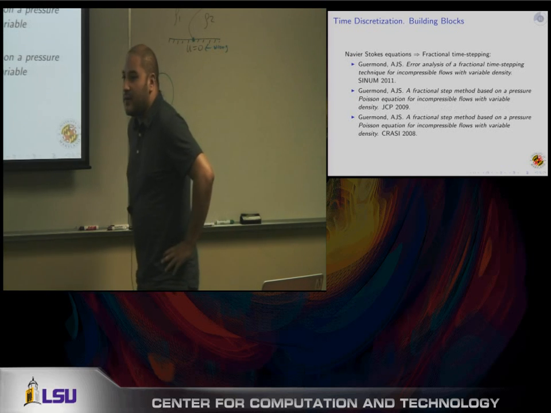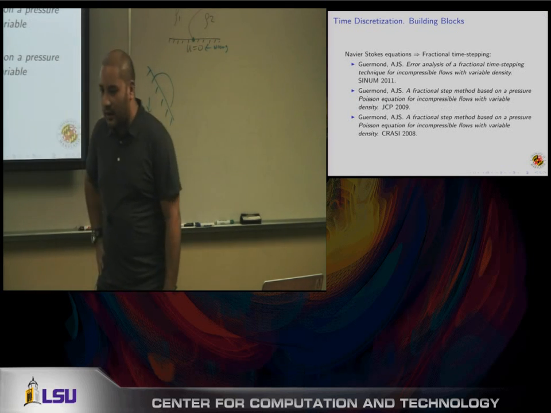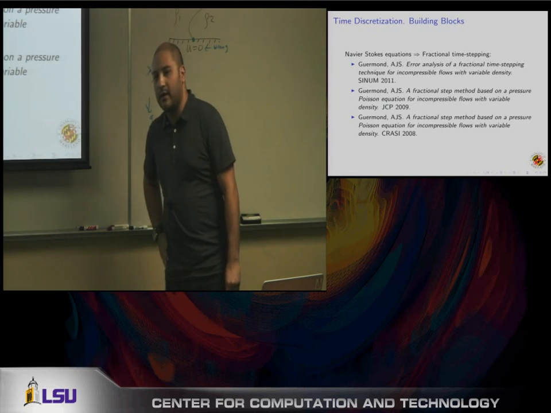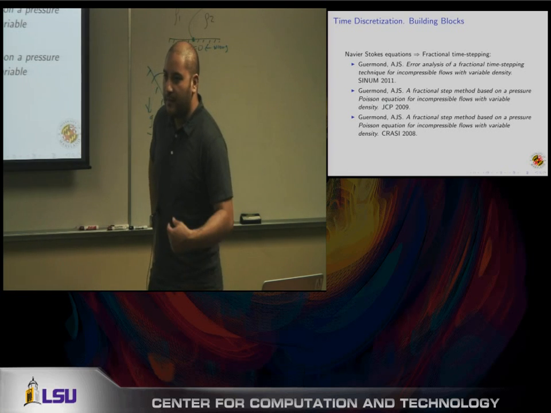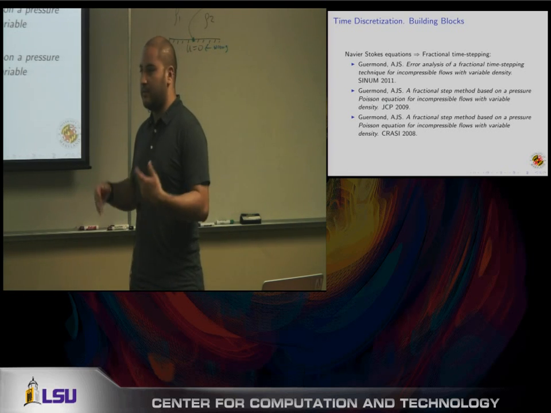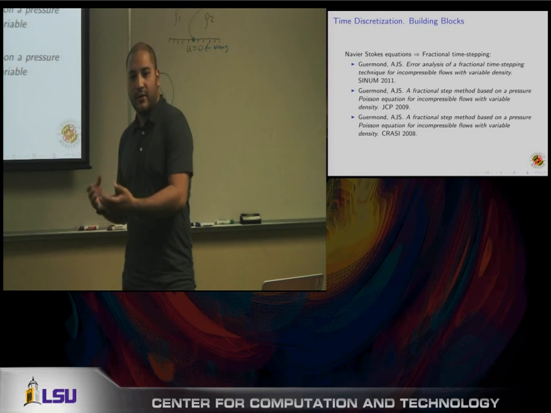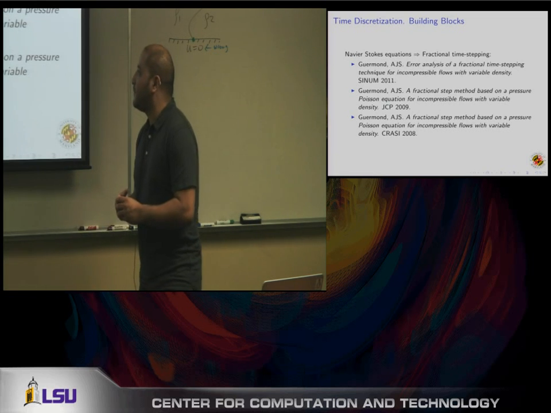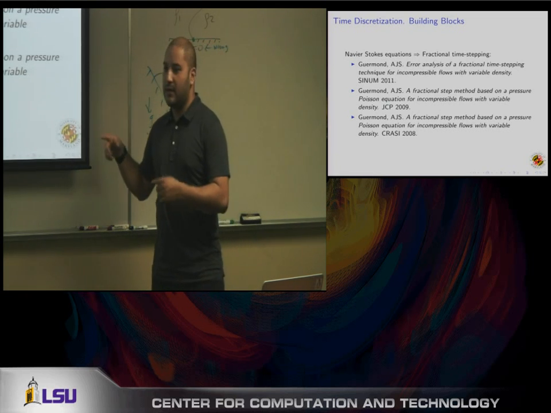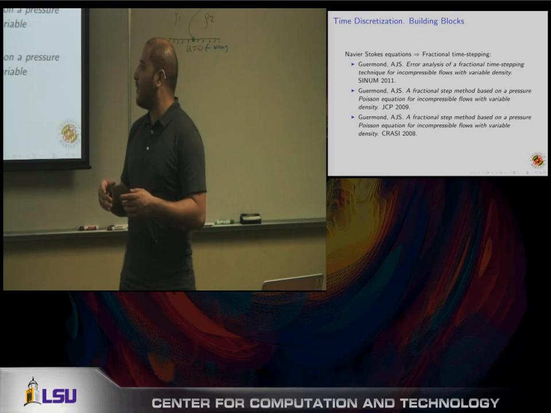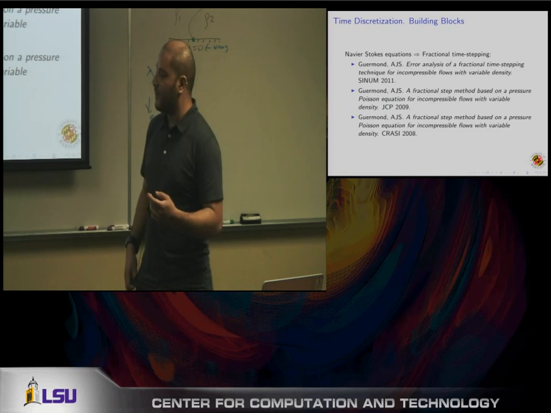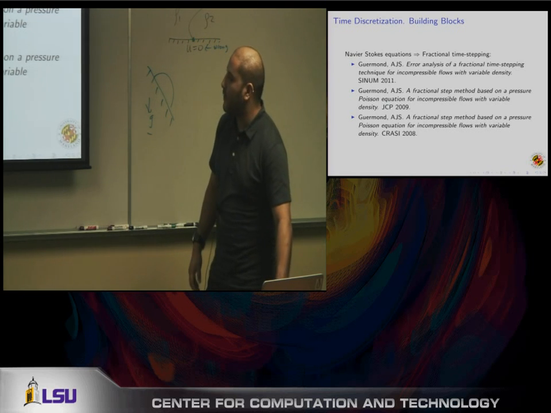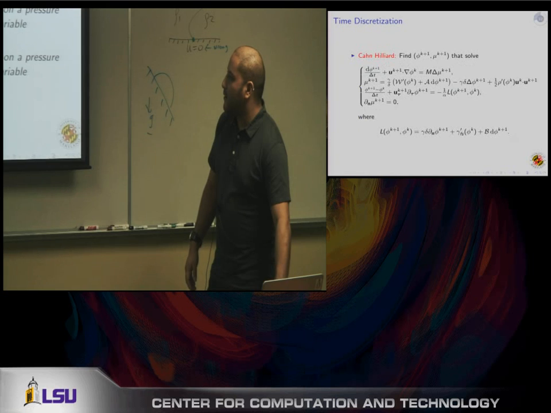For the Navier-Stokes equations, the usual way, or the most advocated one as far as I know in the literature, is to use fractional time stepping. It is basically a generalization of the projection method of Temam and Chorin. Jean-Luc Guermond and one of his students extended this approach to the variable density case, and this is what we're going to use. So these are the building blocks that our scheme is going to have.